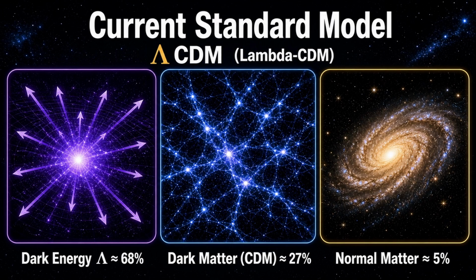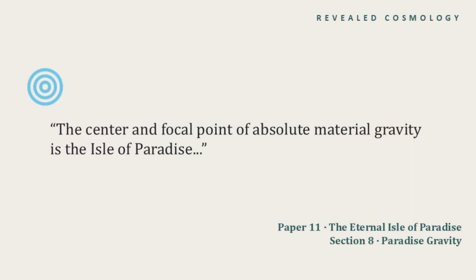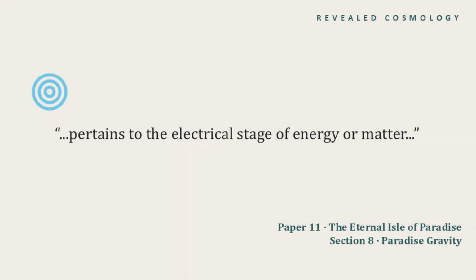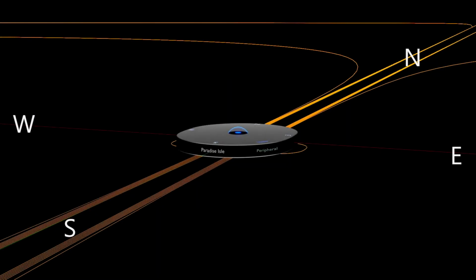The papers describe 2 kinds of material gravity operating at different scales. The center and focal point of absolute material gravity is the Isle of Paradise. Local or linear gravity, by contrast, pertains to the electrical stage of energy or matter, and operates wherever suitable materialization has taken place. Material that responds to absolute paradise gravity but has not yet reached the electronic stage of organization would exert gravitational influence without emitting or interacting with light, the observational signature attributed to dark matter.